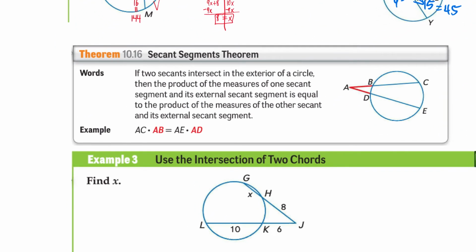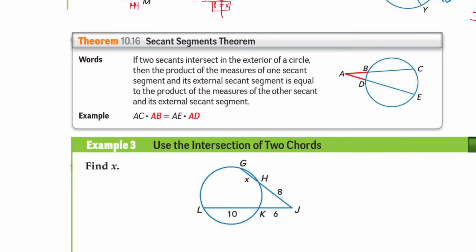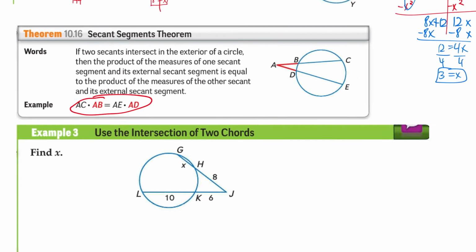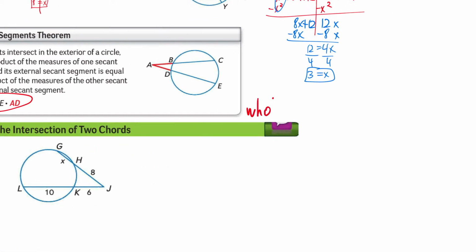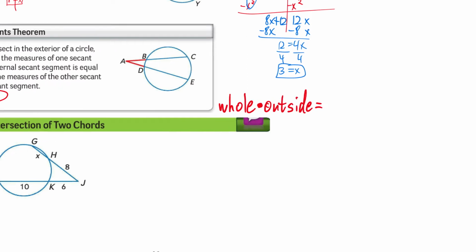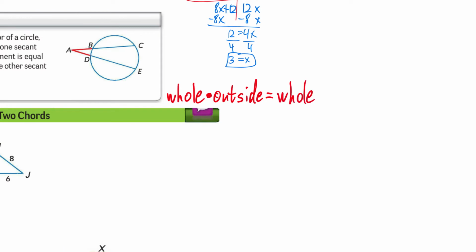Okay, the second one is where you have two secant segments. And so you can read all that. What it says is that AC times AB equals AE times AD. Okay, so I like to say it like this. You're going to take the length of the whole piece times the outside, equals the whole length of the other one times the outside piece. So it's the whole thing times the outside equals, on the other one, the whole thing of that one times the outside.